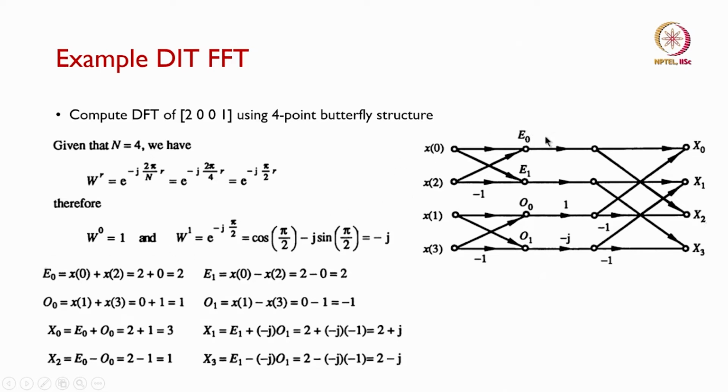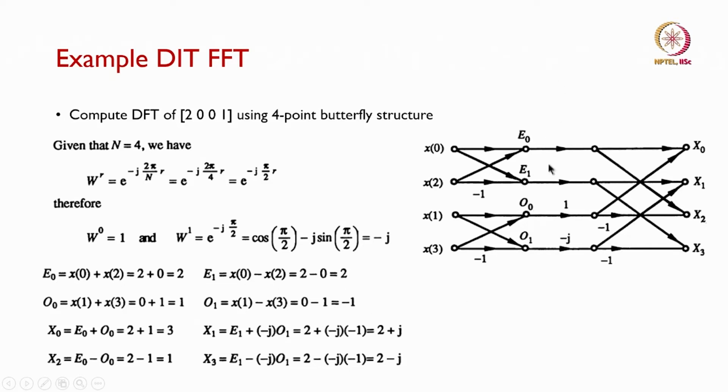What is my E 0? It is x of 0 plus x of 2, because we assume the twiddle factor is 1. So this is 2 plus 0, which is equal to 2. In the same way we calculate E 1, which is x of 0 minus x of 2, so 2 minus 0 is equal to 2. Then compute O 0 and O 1. This is the even part and this is the odd part. You get 1 and then minus 1 in this case.